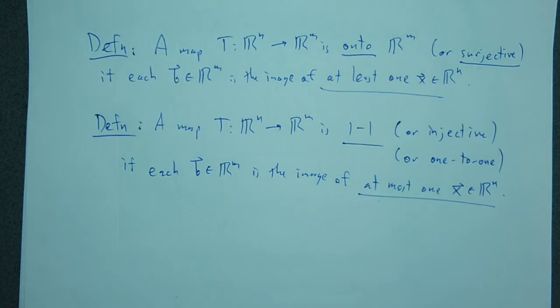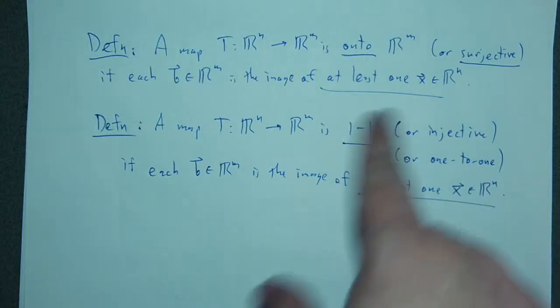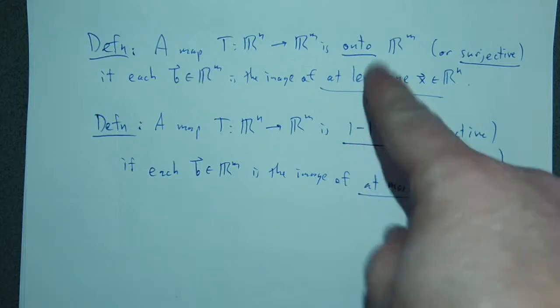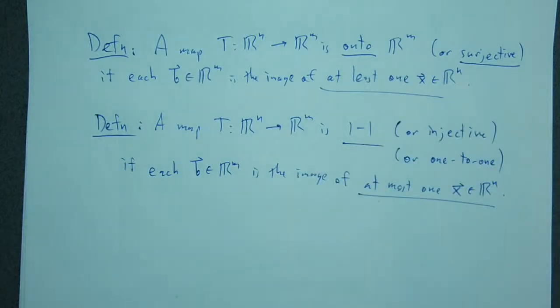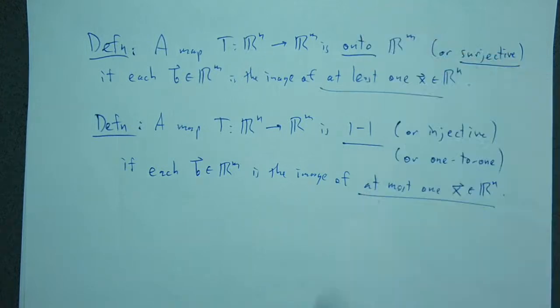So you might notice here that the difference might not seem that extreme in this case, but it turns out that these two actually have nothing to do with each other. So you can have maps that are onto and not one-to-one. You can have maps that are one-to-one, not onto. You can have maps that are both onto and one-to-one. You can have maps that are neither onto nor one-to-one. So all possibilities are possible, right? Every possible combination of those two properties can be had by a linear transformation.